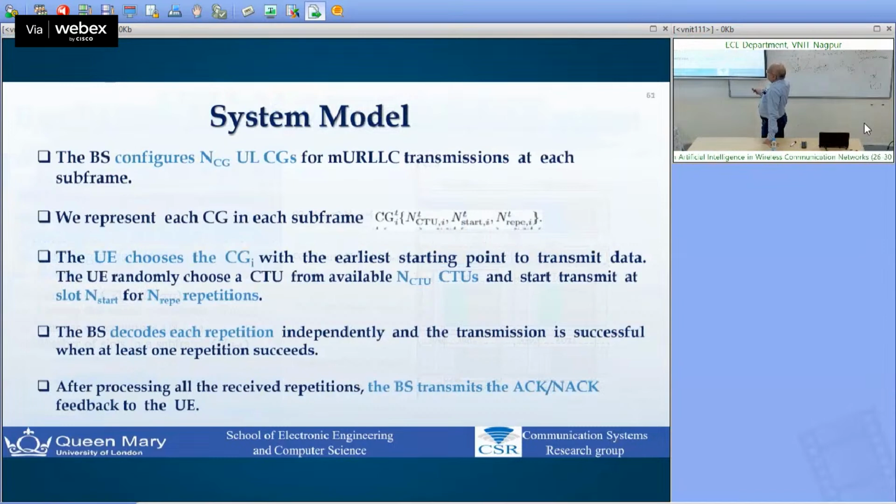So here the base station decodes each repetition independently. In this work we consider the K repetition scheme, not the proactive scheme. So here we consider the K repetition scheme.